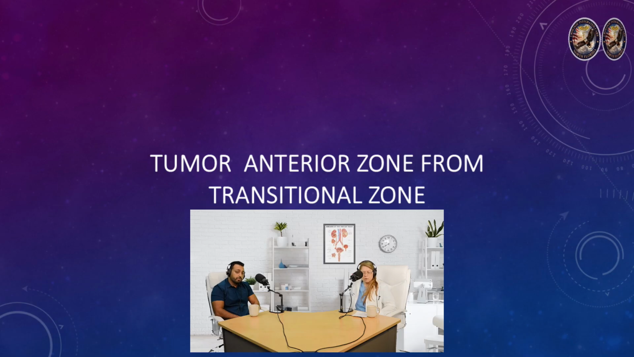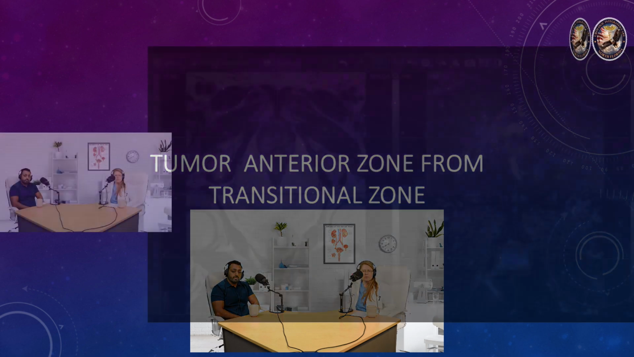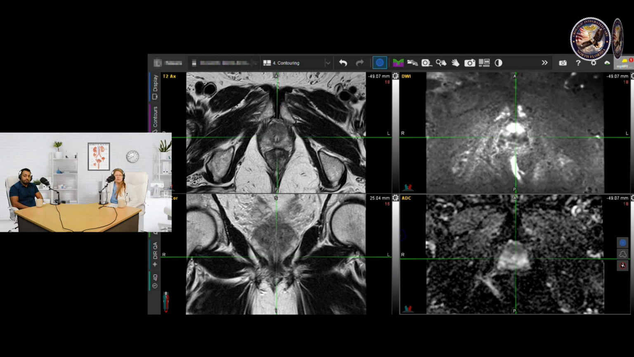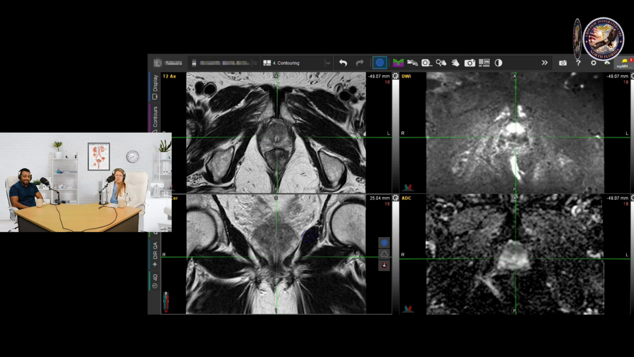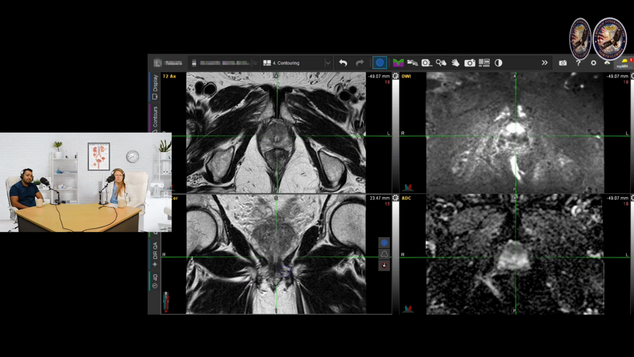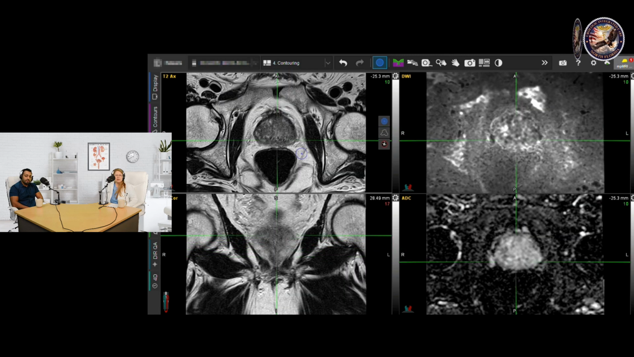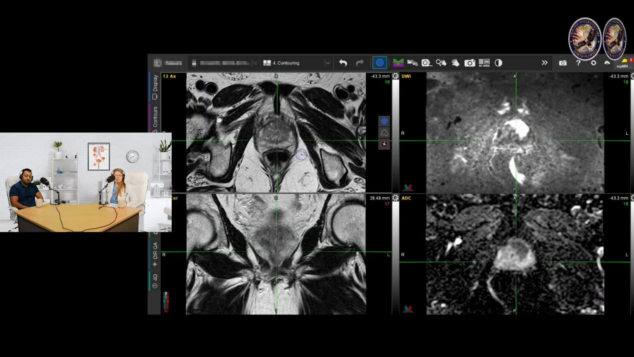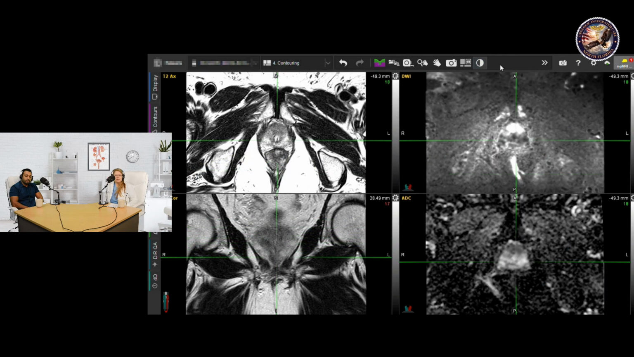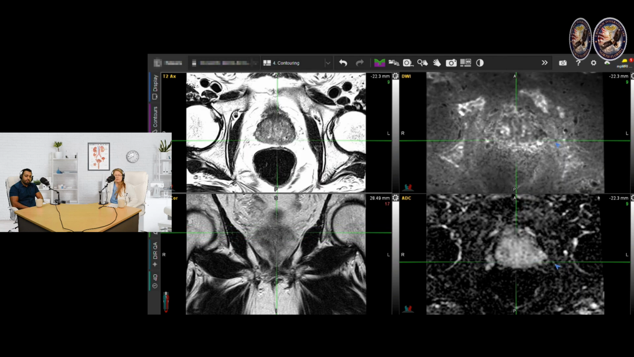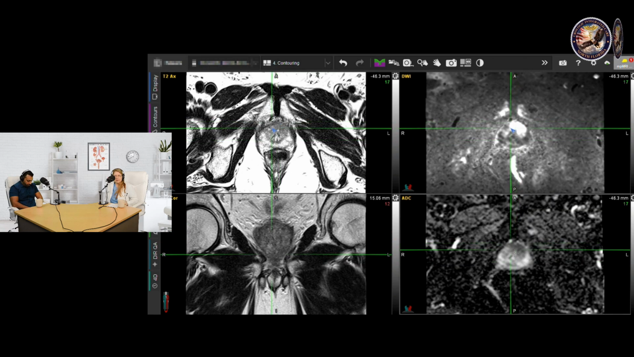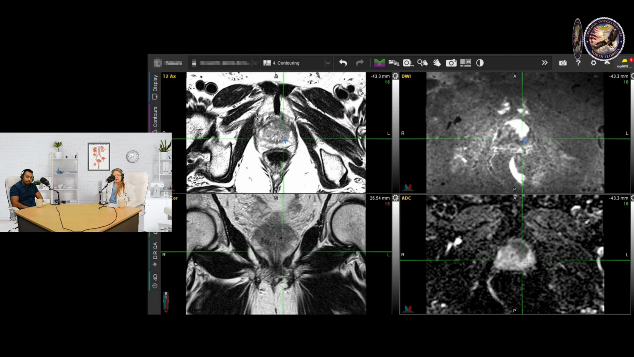Okay, so we're going to go to one more video here, and this is a tumor in the anterior zone. And anterior zone tumors, it jumps out at you. The diffusion weighted image is super bright there. And we can continue with the video, so if you want to play the video there. So basically, anterior tumors are unusual, but they're there. And again, these are patients that come after 1 or 2 biopsies, and they come for a more detailed biopsy. So I always get an MRI.